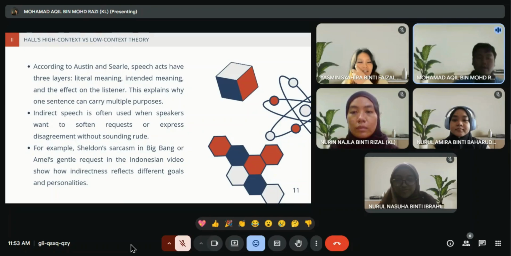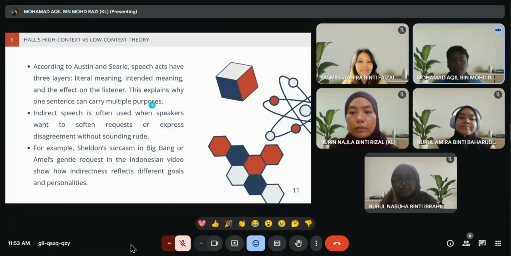Okay, now the whole high context versus low context theory. According to Austin and Searle, speech acts have three layers, which is the first one literal meaning, intended meaning, and the effect on the listener. This explains why one sentence can carry multiple purposes.